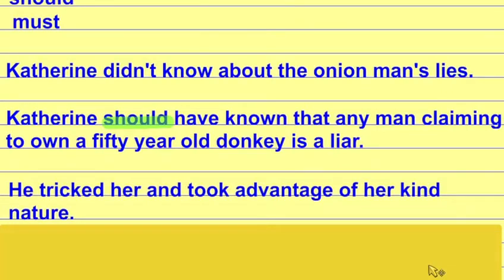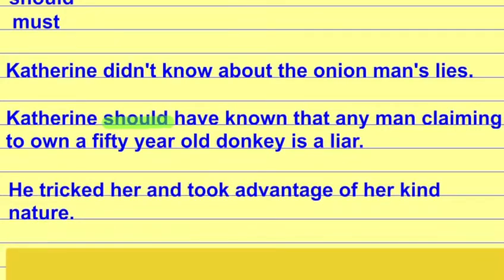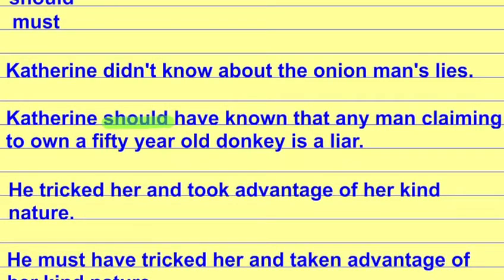Rather than subtly implying this degree of possibility that she should have known, I now maybe want to be a little bit less direct with this statement. So instead of saying, he tricked her, he took advantage of her kind nature, I'm going to add must to that sentence, just to sort of imply my opinion a little bit more gently, just so people aren't too aware that I'm telling them how to think. So instead of he tricked her and took advantage of her kind nature, he must have tricked her and taken advantage of her kind nature.